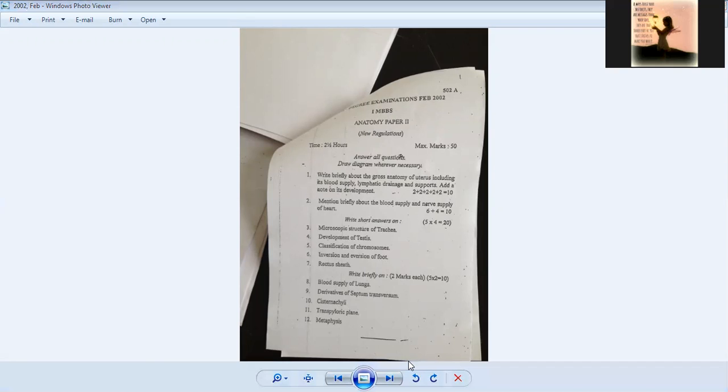Then development of testis. For development of testis and uterus, it will share a common diagram, beta. We'll try to see it later. Classification of chromosomes. What are the different types of chromosomes we have? Autosomes and allosomes, the sex chromosomes. Okay. Inversion and eversion of foot and rectus sheath we will see.